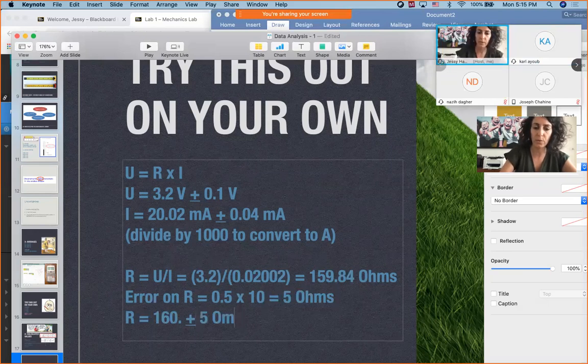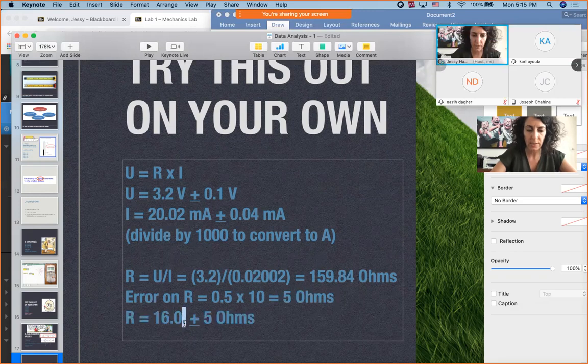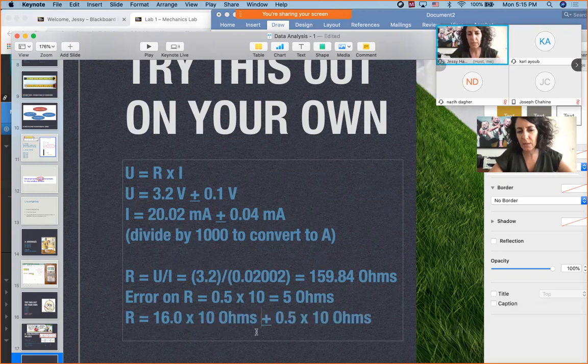Okay, we can do this. Or 0.5. Let me follow your work. You want to do this times 10 plus or minus 0.5 times 10. Was it Carl talking? And maybe add ohms in here. Okay, this sounds a little bit confusing.